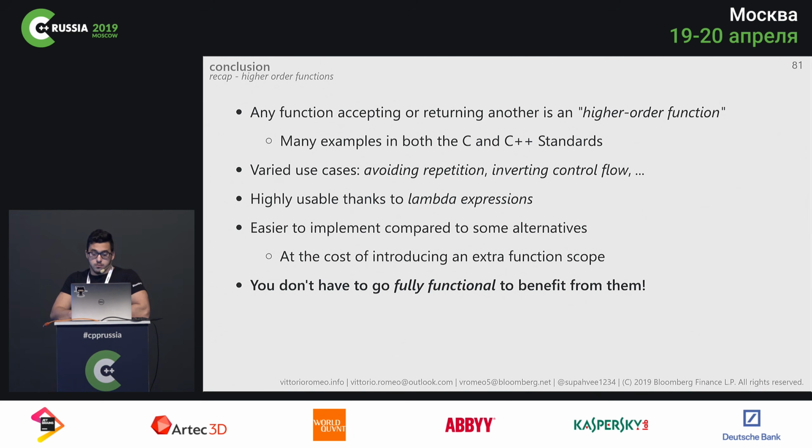So, conclusion. We've seen higher-order functions in general are any functions accepting or returning another, and we have many examples in both the C and C++ standards. There are varied use cases, mostly avoiding repetition and inverted control flow, but also asynchronicity and metaprogramming, and they are highly usable thanks to lambda expressions. We have ways to implement them. Basically, we have seen function pointers, member functions, function ref, std::function, and template parameters.